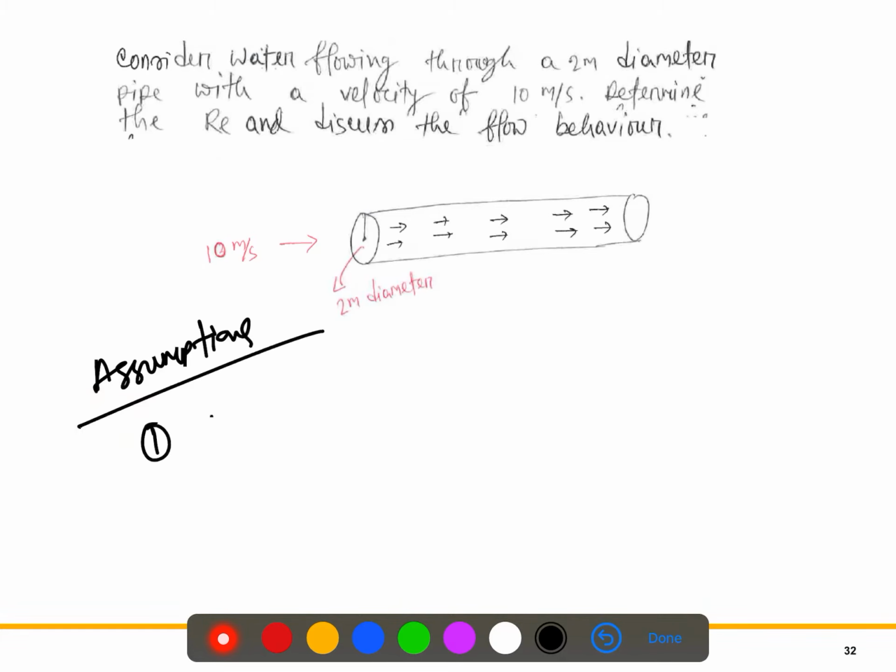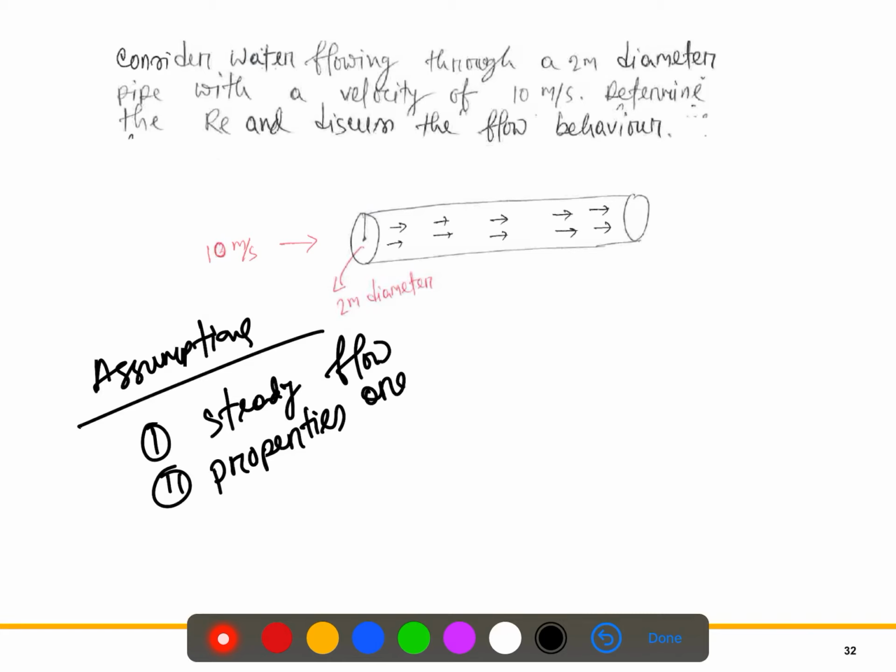So let's say this is a steady flow process. So flow is not changing with time, and the properties are constant. Okay, so in this case we will consider the 25-degree temperature. The water temperature is 25 degrees centigrade.